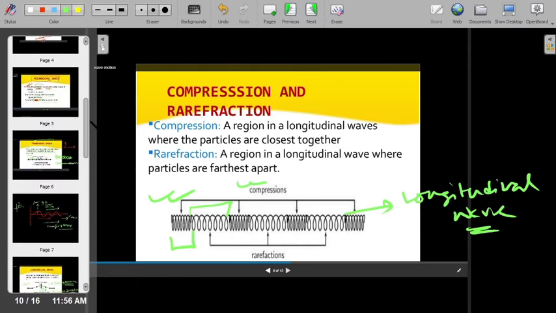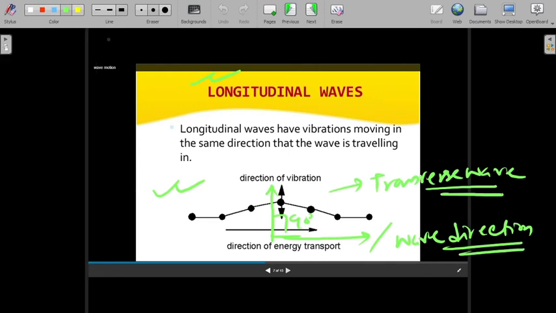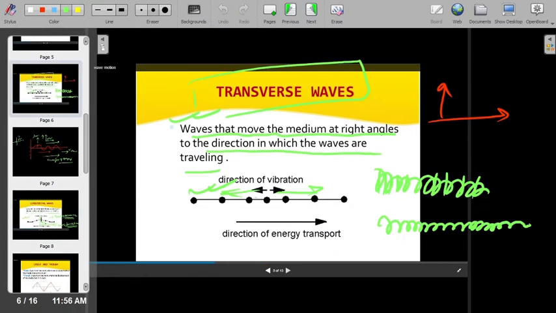So let's move on to longitudinal waves. They are nothing but the vibration moving in the same direction that the wave is traveling in. In the direction in which the wave is traveling, in that direction the vibration of the particles happens, like that is shown here.